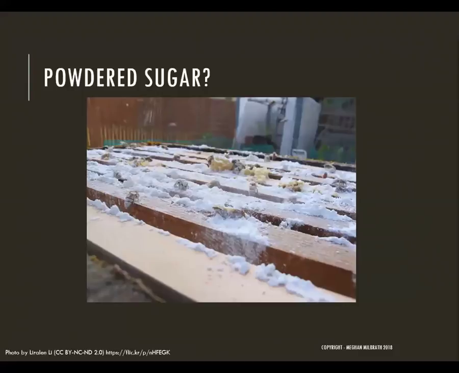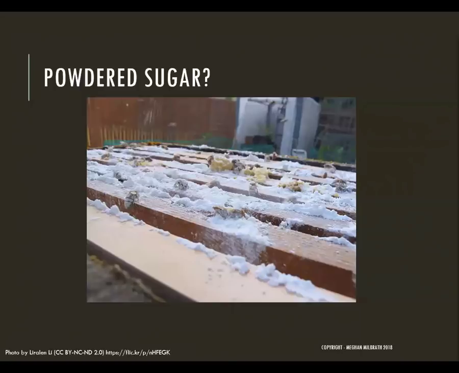All right, I hear a lot of questions around powdered sugar. And now I just want to clarify. So we talk a lot about using powdered sugar as a way to monitor for mites. So this is the powdered sugar roll, where you take a half cup of bees and you roll them and then you see how many mites fall off. That's not the same as using powdered sugar as a treatment.